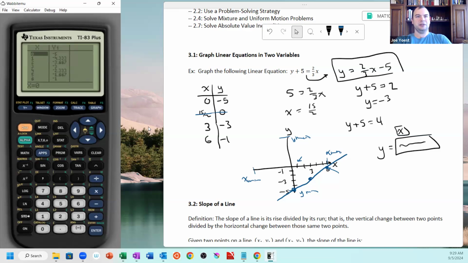This can also be a fairly quick way to do several function evaluations. If I just wanted to know for several different inputs, what is my output of this equation here? 0 corresponds to -5. I can do second table set if I wanted to know if I input 7, what is my output? Just start the table at 7, go second table, and I see it's -1/3 is the output. So this is a quick way to evaluate functions. There are some slicker ways to do it in the calculator, but this is a really quick and easy way to do it.